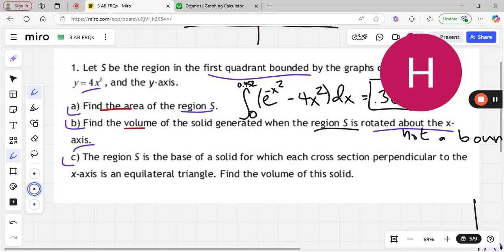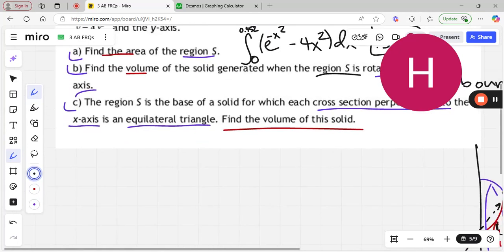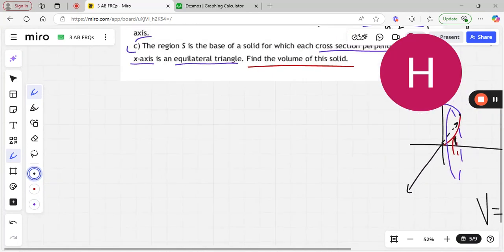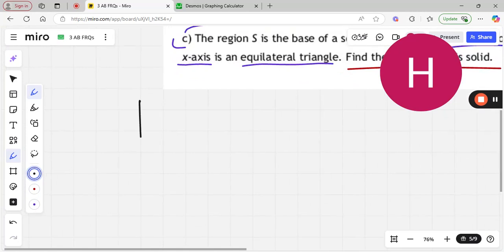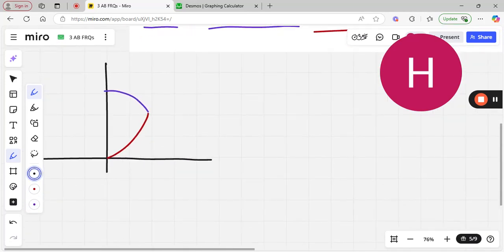Okay, the region S is the base of a solid now. Each cross-section perpendicular to the x-axis is an equilateral triangle. Find the volume of this solid. So I'm going to redraw the region because I have my washers there. Let's do something like this, and then something like this. Let's three-dimensionalize this. Let's stick out like that.